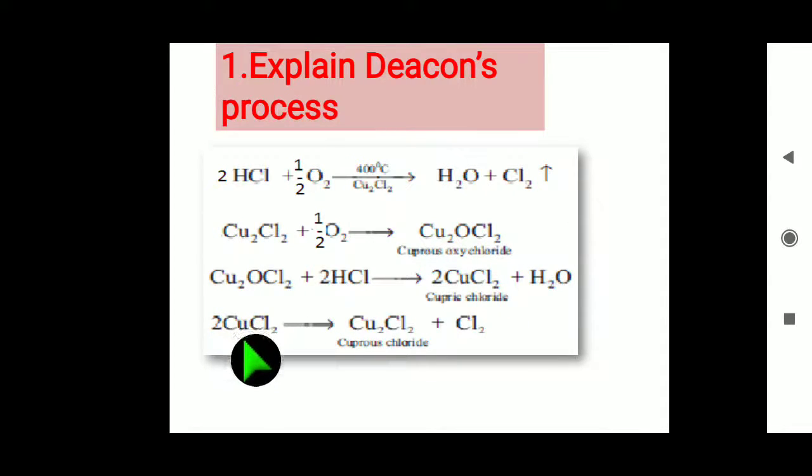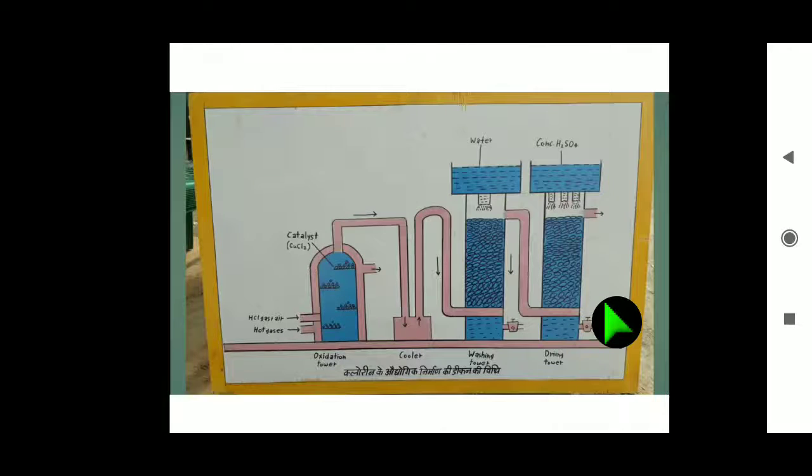The last equation we see, cupric chloride decomposes again to give cuprous chloride with the chlorine gas. The first equation is the overall equation. The last three equations are the steps we have to follow for getting the chlorine gas. The process is known as Deacon's process. This is a diagram for Deacon process.